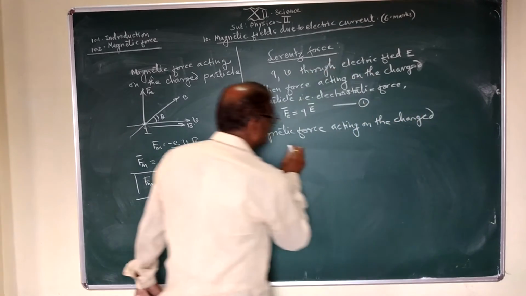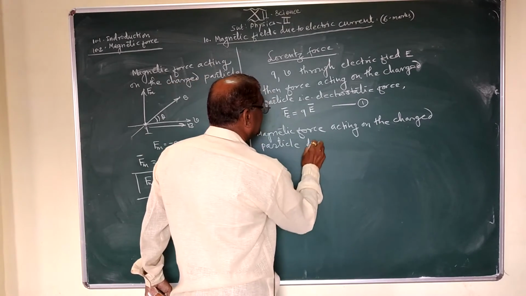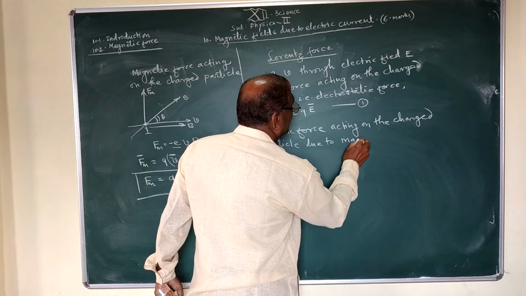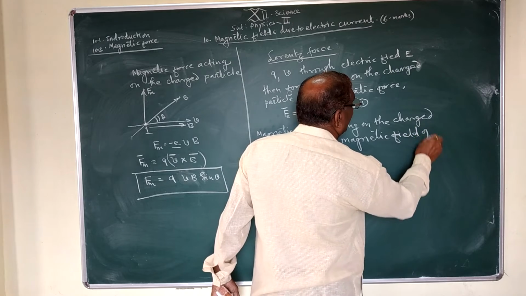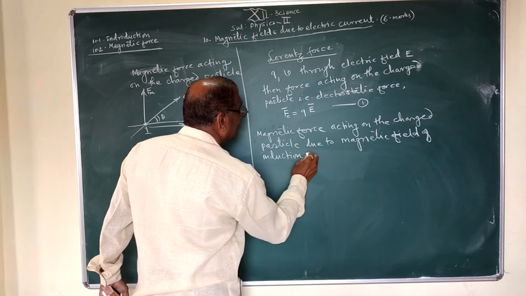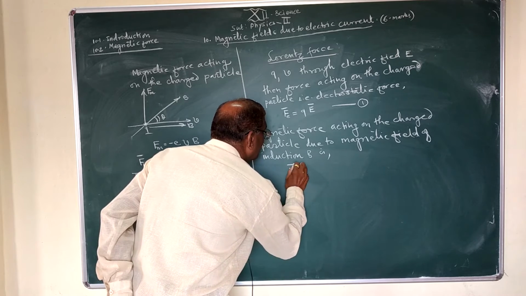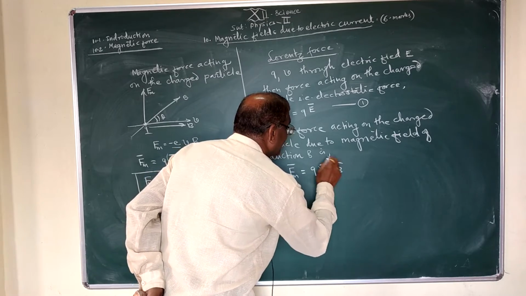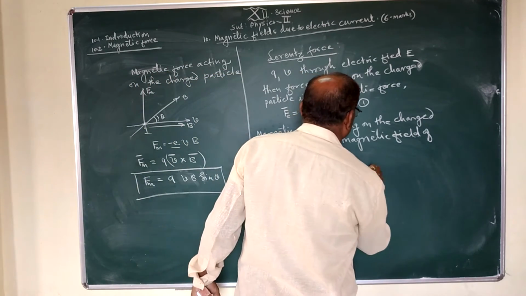acting on the charged particle due to a magnetic field of induction B is given by Fm is equal to Q V cross B. We have seen that this is the magnetic force, Q V cross B. This is equation 2.